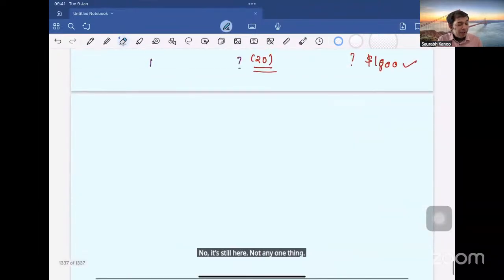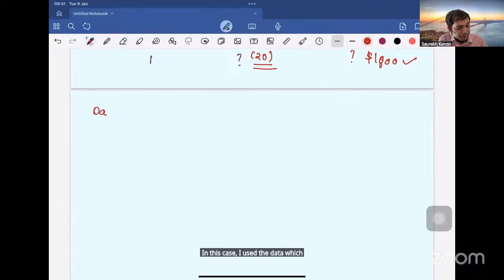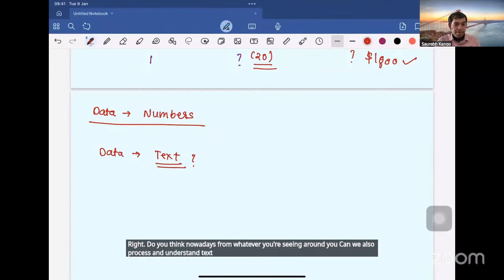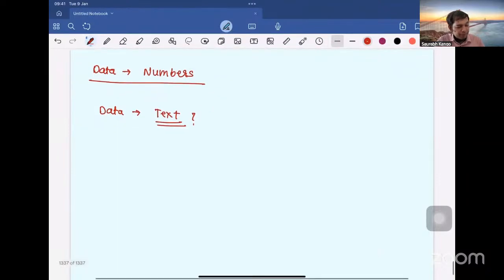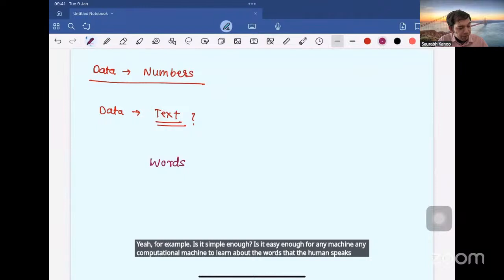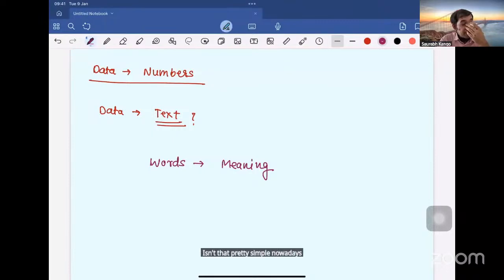Now tell me one thing. In this case, I use the data which is in the form of numbers. What if, instead of numbers, I give it the data in the form of text? Do you think nowadays, from whatever you're seeing around you, we can also process and understand text-related data? Is it easy enough for any computational machine to learn about the words that the human speaks, and their meaning? Isn't that pretty simple nowadays with the advancements that are happening?